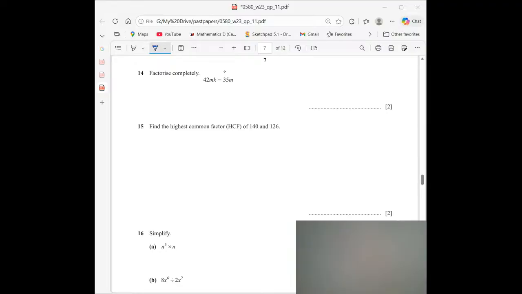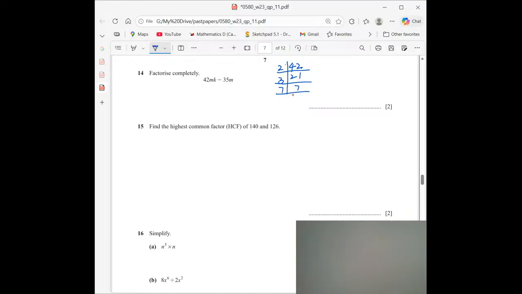We can see that it is 42mk minus 35m. This can be solved by splitting these two terms into its factors. For example, if you split 42 like this, 42 divided by 2 will be 21. This divided by 3 will be 7. This divided by 7 will be 1.